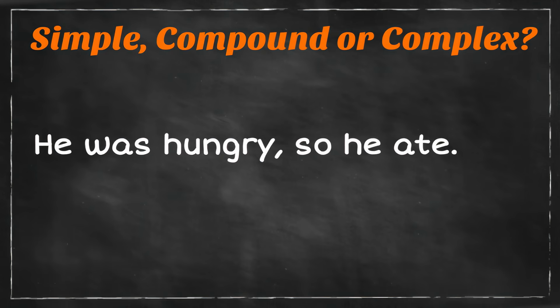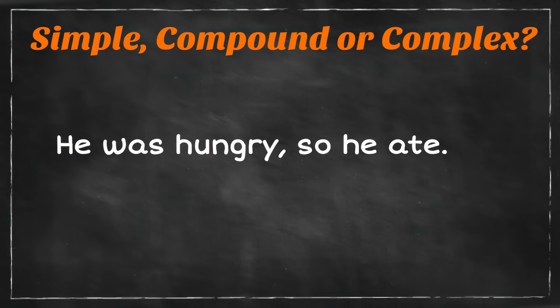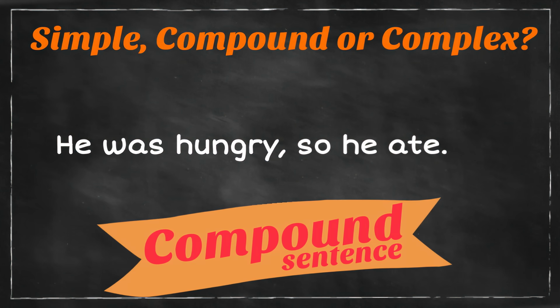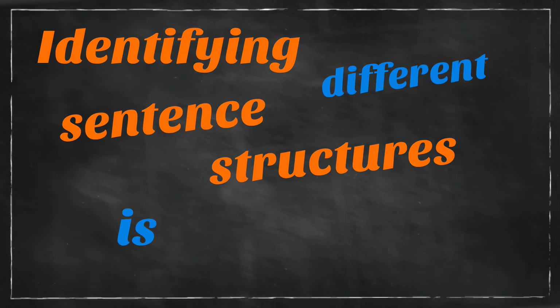One more. He was hungry, so he ate. It's a compound sentence. It has two independent clauses. They are both completed thoughts, joined using the coordinating conjunction so. Identifying different sentence structures is easy.